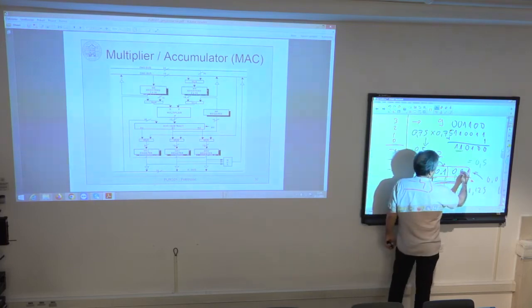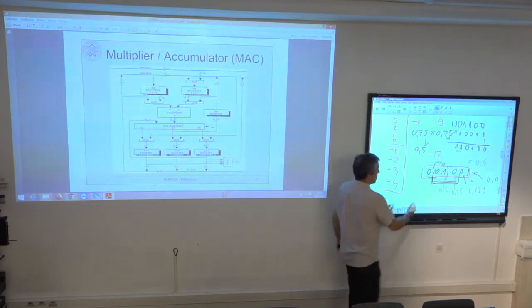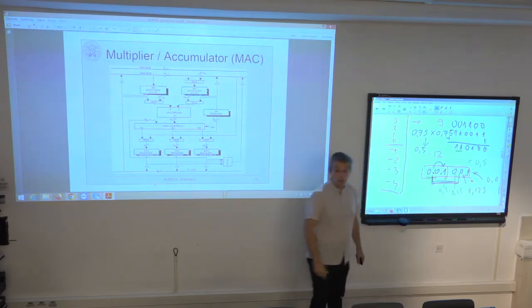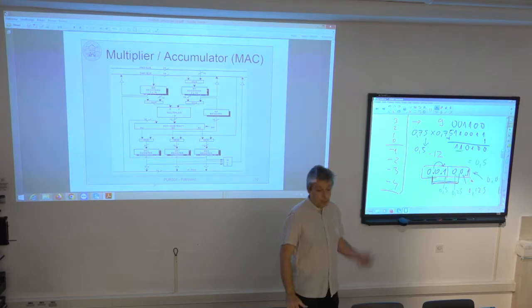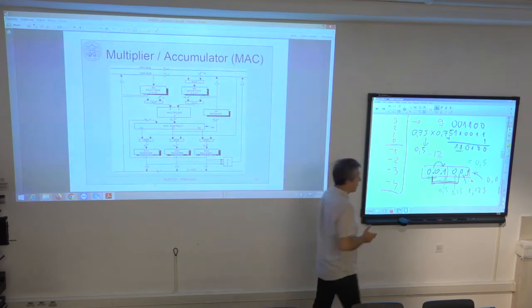If I do truncating, by simply discarding this part of the result, the error that I make is either 0 or up to, at most, -1 least significant bit of the upper word. That is the error that I do with truncation. And instead of truncation, which always results in negative error, I can do the rounding. And in this case, the error would be plus or minus half a least significant bit.